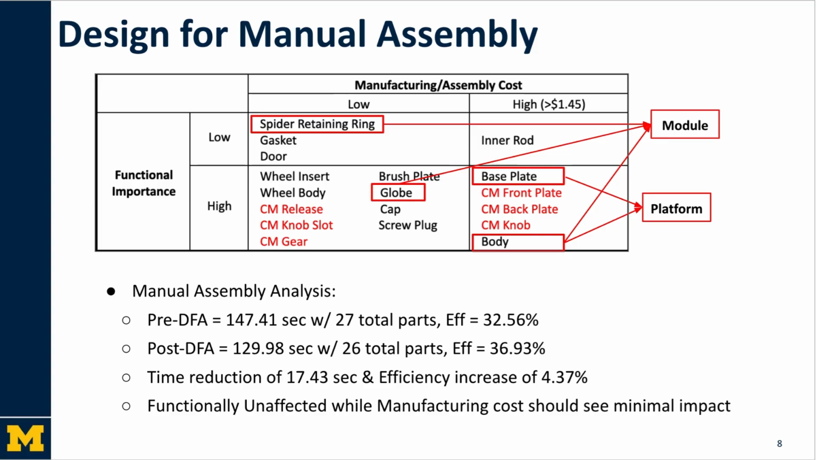These steps were chosen for redesign because they dominate assembly time and represent high leverage opportunities. Small geometry or fastening changes can reduce handling and insertion time without compromising part function. The results after the changes were a reduction of the total assembly time by 17.43 seconds and an efficiency increase of 4.37%. As the changes were not invasive, the manufacturing cost should see minimal impact. The exact calculations were added as part of the appendix at the end of the slides.